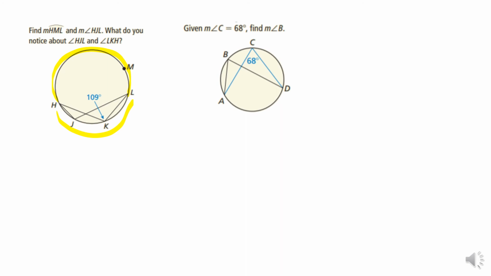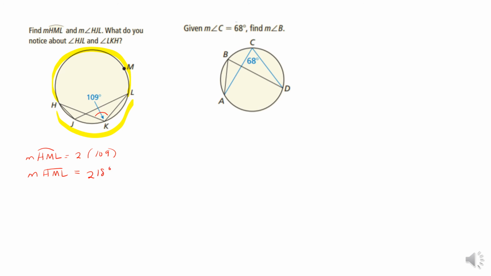But the first thing I'm going to do is I'm going to find HML. And I know that the measure of HML is 2 times 109, because that's the inscribed angle measure, and that's the arc that it intercepts. So that means the measure of HML is 218 degrees.